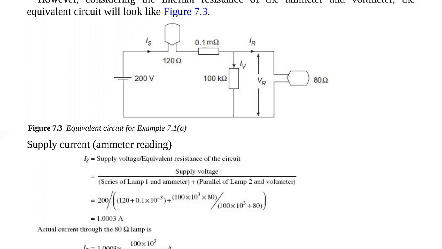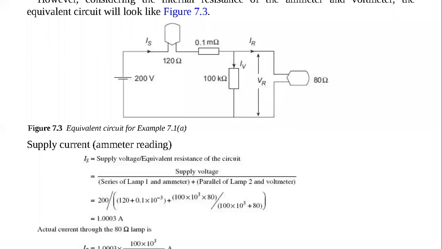So those two are in series. We know that resistances in series, you just add. And also the voltmeter and the 80 ohm lamp, they are in parallel. You can see the connection here. So how do you calculate resistances in parallel? That is the product over the sum. So that is what we are going to do to factor in the values of the total resistance in this circuit.